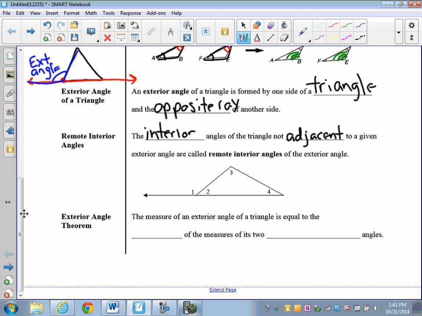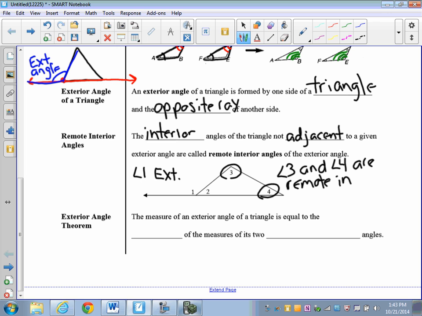So you should remember this word, adjacent, meant next to. Angles not adjacent to a given exterior angle are called remote interior angles of the exterior angle. So if I look at this picture here, I would say angle 1 is an exterior angle and angle 3 and angle 4 are remote interior angles to angle 1.